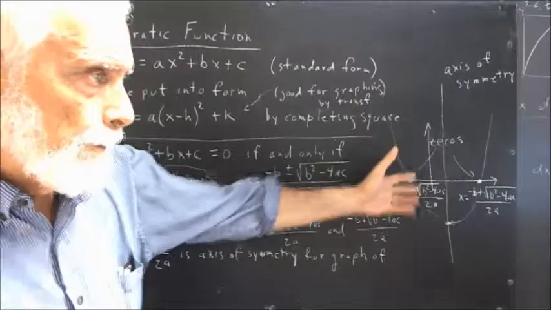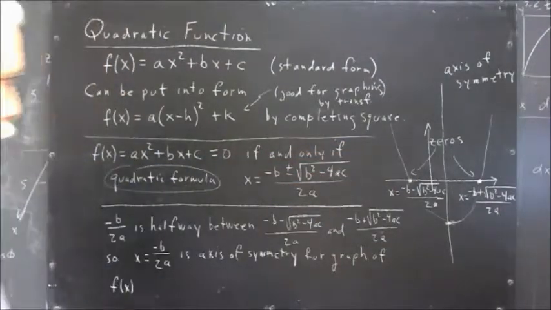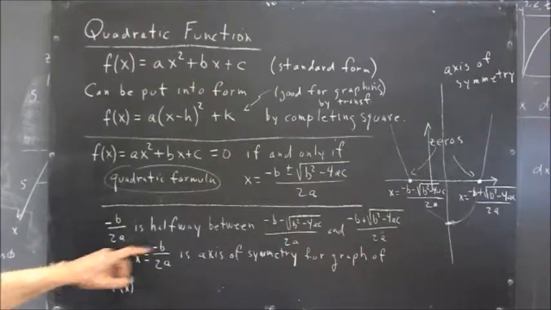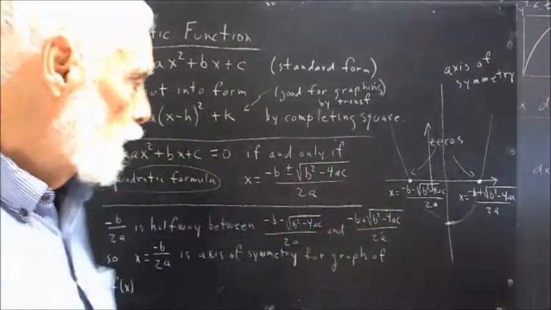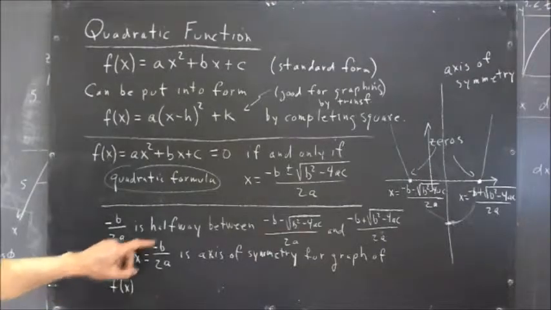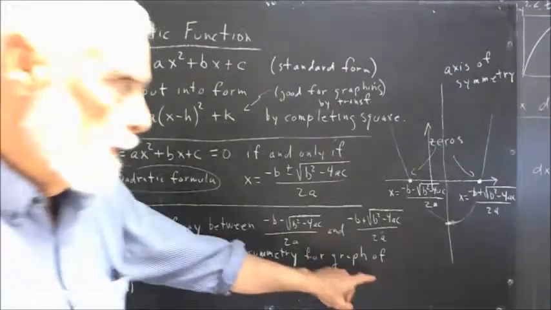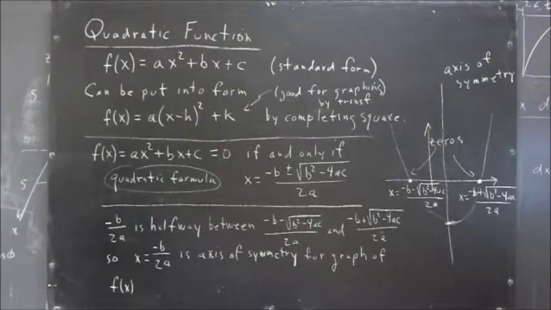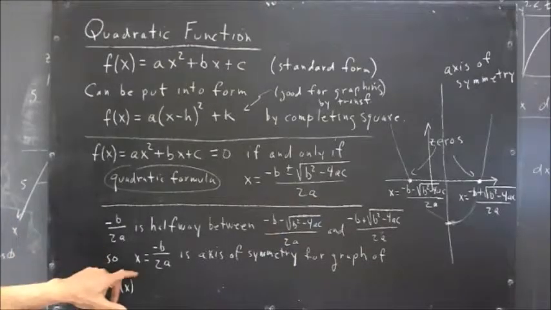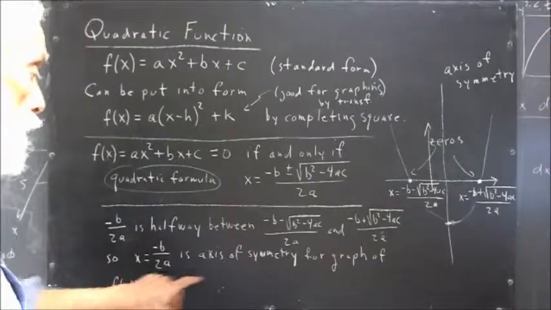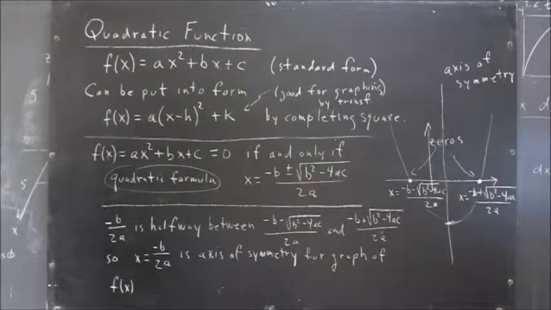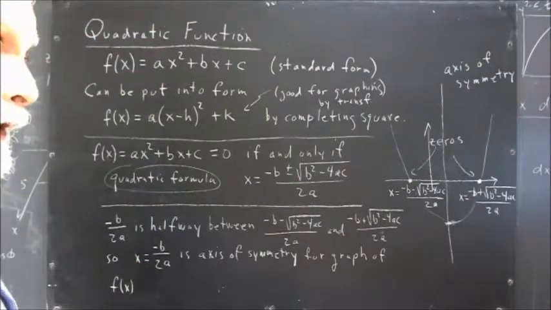So there's an argument that relates the quadratic formula to the fact that negative b over 2a is halfway between these two coordinates, so that x equals negative b over 2a is the axis of symmetry for the graph of f of x. Now, whether you remember that entire argument, whether that makes sense to you, and you should try to make sense of it, but whether or not that makes complete sense to you, this is the fact. The line x equals negative b over 2a is the axis of symmetry. Now, there are other important things you need to know about quadratic functions, but if you know this much, you're off to a very good start.